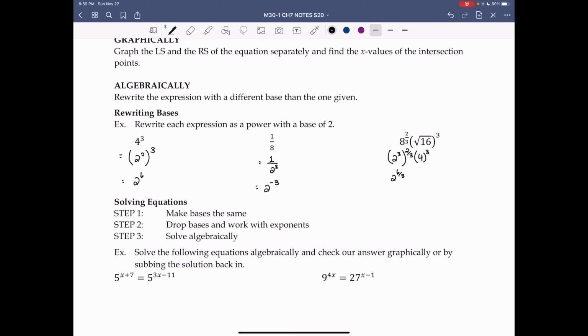4 can be written as 2 to the power of 2, and then to the power of 3. We get 2 to the power of 6 divided by 3 is 2, times 2 to the power of 2 to the power of 3 is 2 to the power of 6. Then the multiplication exponent law tells us to add these exponents, so we get 2 to the power of 8.